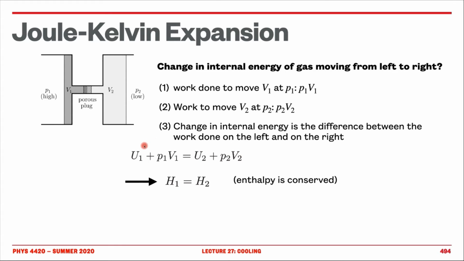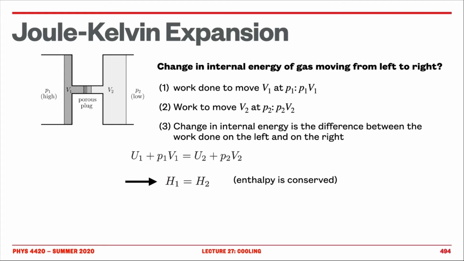So what we see is the enthalpy before and enthalpy after, so H1 and H2, have been conserved. So in other words, we are working at constant enthalpy. So that's nice, because it basically means that we can repeat all the machinery we did for the Joule expansion, but now for the Joule-Kelvin expansion, but now under a different constraint.